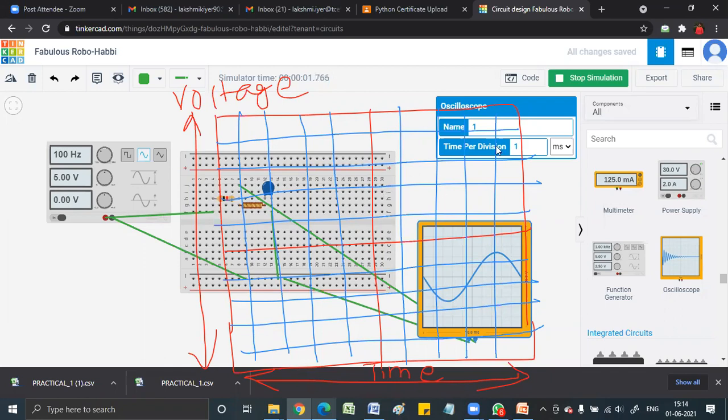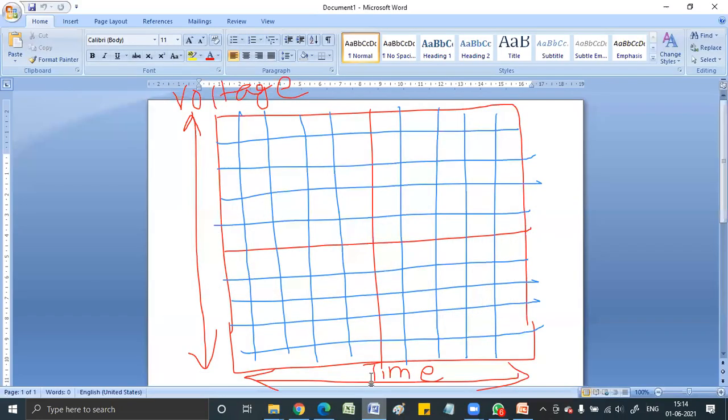In order to read that, first let us understand what this oscilloscope is. Say you're getting a waveform like this, arbitrarily drawn. If you look at the observation table, at 100 hertz you need the VPP value, right? What is the VPP value? That is the peak to peak of the signal.